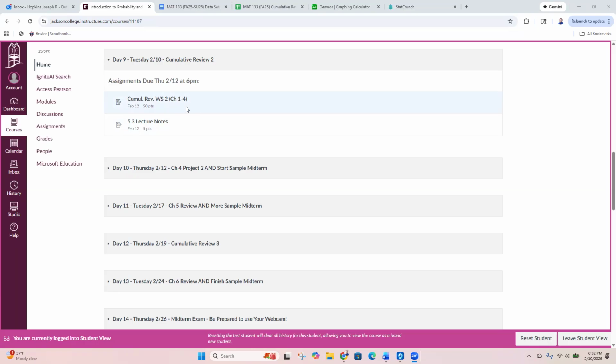Cumulative review number 1, we are skipping over. Cumulative review number 1 covers chapters 2 and 3. And since we're skipping over it, if you want extra practice, that would be a good one to try doing. If you have questions on it, let me know. Cumulative review 2, though, we're doing today. And we'll do cumulative review 3 in like next week.